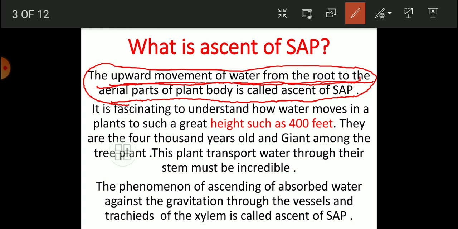We know that xylem is a complex tissue. It is composed of four elements: vessels 1, tracheids 2, xylem parenchyma 3, and xylem sclerenchyma 4. And out of those four elements, the vessels and tracheids are responsible for the transportation of water from the root to the deep or where it is required, isn't it?